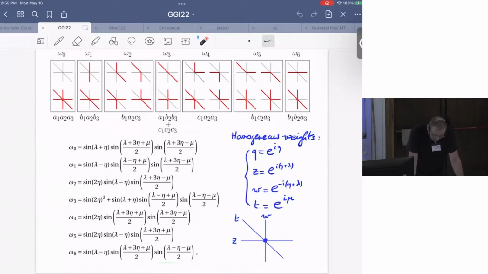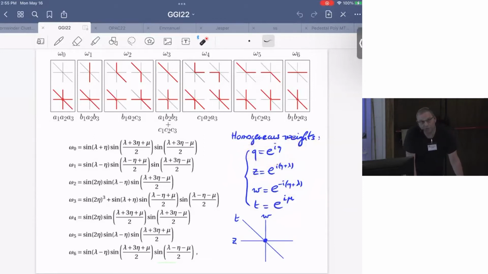oscillating Schroeder paths, right? These paths with horizontal, vertical, and diagonal edges. And these are just the values of 6 different weights corresponding to the 6 different boxes here, right? Which you inherit from the 6 vertex models on the 3 sublattices. And here are the ways the spectral parameters are expressed, right? In terms of some parameters, lambda, mu, eta, and so Q is exponential I eta.